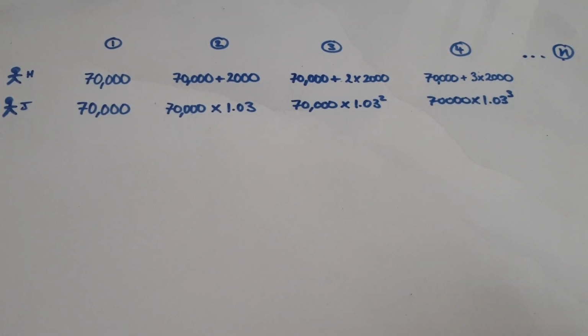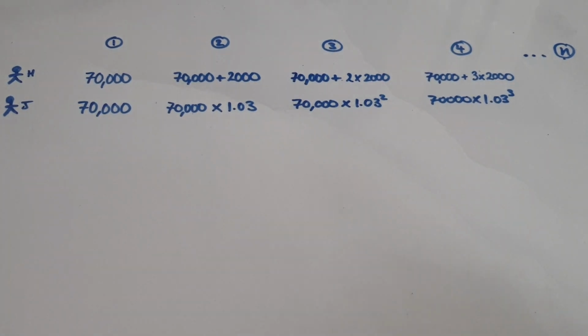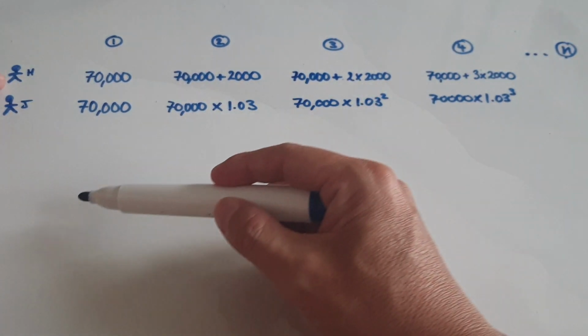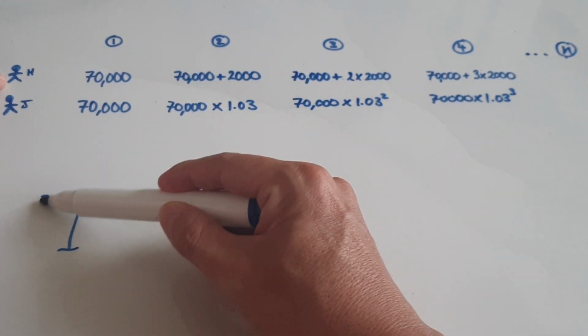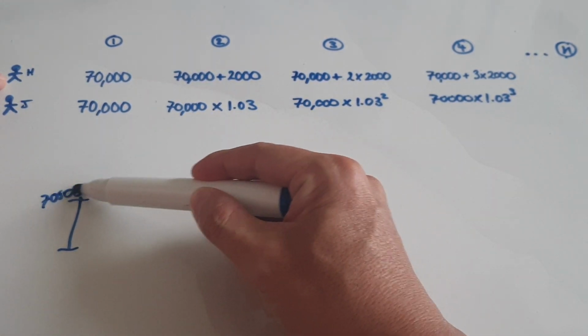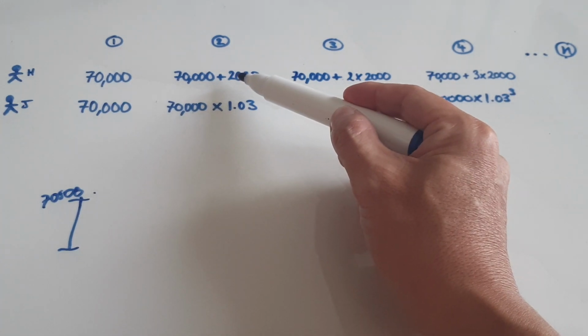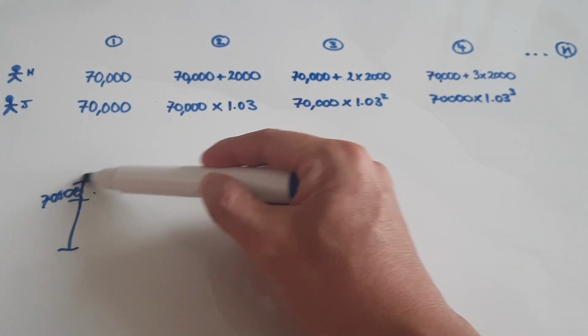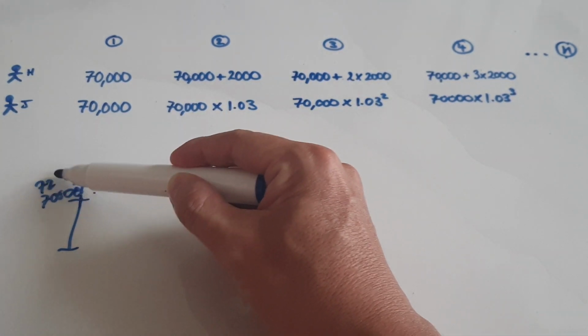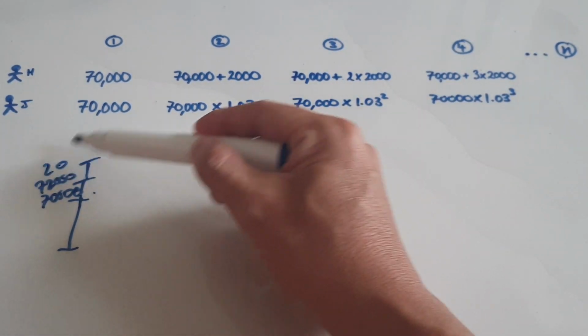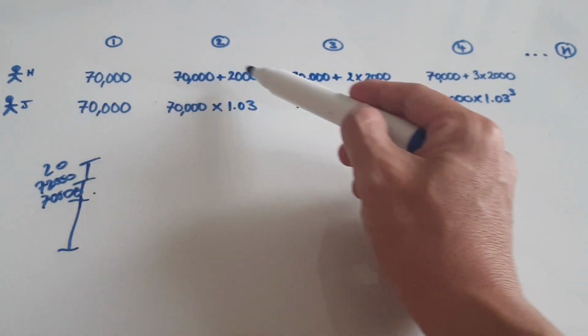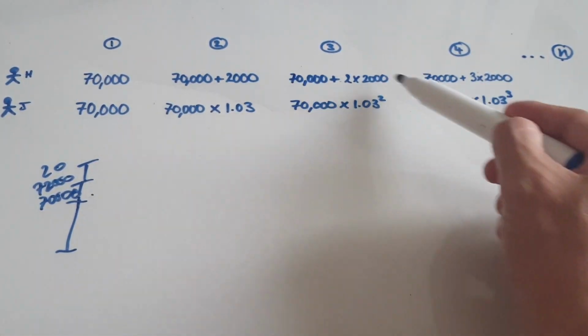Let me give you an illustration between arithmetic sequences and geometric sequences. So let's say Helen starts a new job at 70,000. And each year, Helen gets a salary increase of 2,000. So now she gets an extra 2,000. And then a year after that, she would get an extra 2,000. So Helen always gets an extra 2,000 each year.